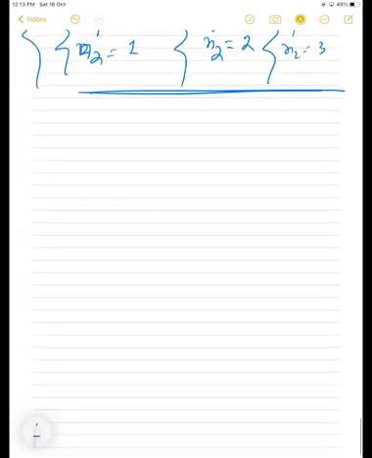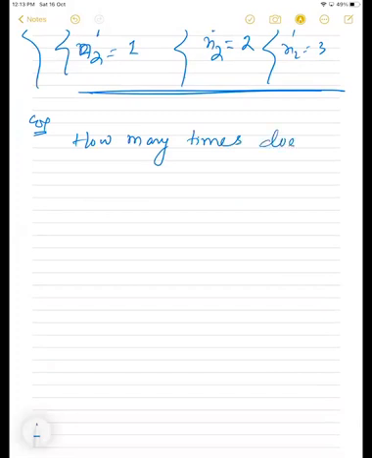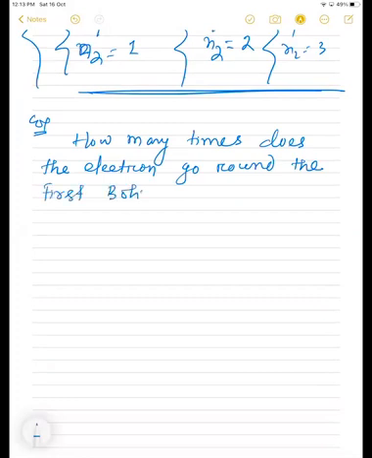Let's see another question, children. The question is given: how many times does the electron go round the first Bohr orbit of a hydrogen atom in 1 second?